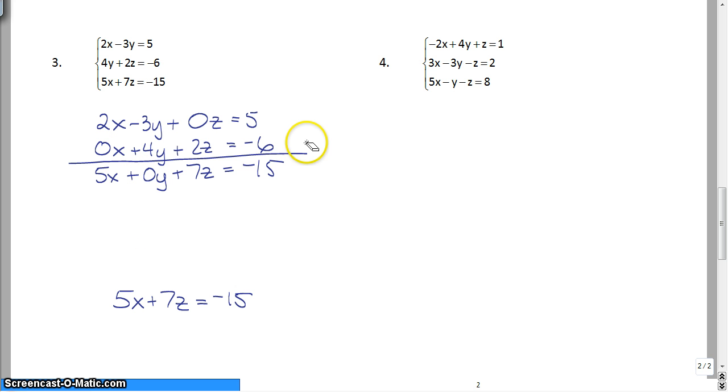So what I'm going to do is I'm just going to make some room here by erasing that piece. And what we're going to do is we're just going to eliminate this now.